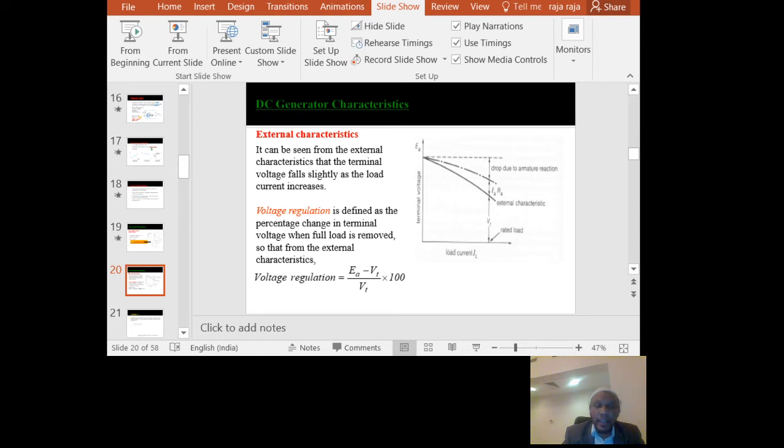So we have Ea; just remove the full load, then we get the voltage at the end. That difference, as a ratio of the terminal voltage multiplied by 100, is called the percentage of voltage regulation. So they measure at full load and at no load, take the difference of the voltages, and multiply by 100 to find the voltage regulation of the DC generator. This is the formula given.